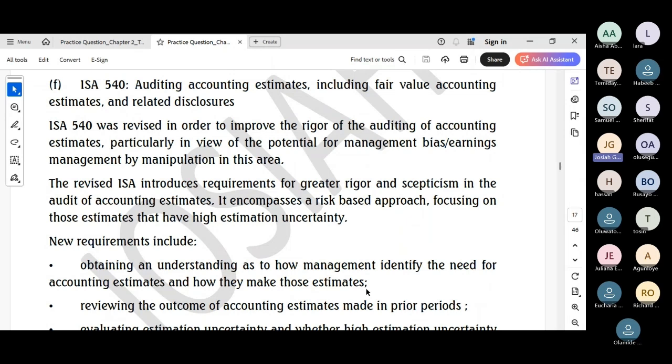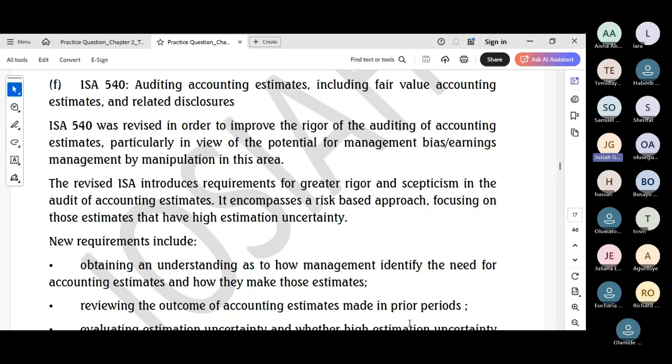Yes. You're welcome. Okay. So for ISA 540, auditing accounting estimates, including fair value accounting estimates and related disclosures, the new requirements have been updated by saying that we need to obtain an understanding of how management identifies the need for making accounting estimates.